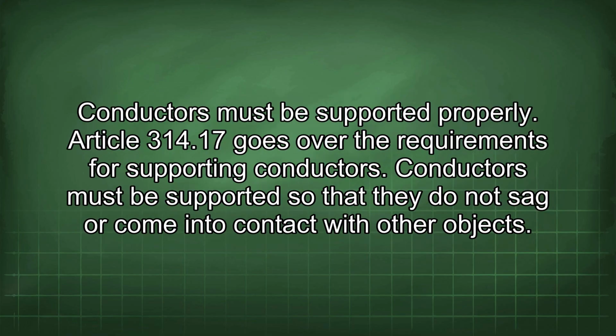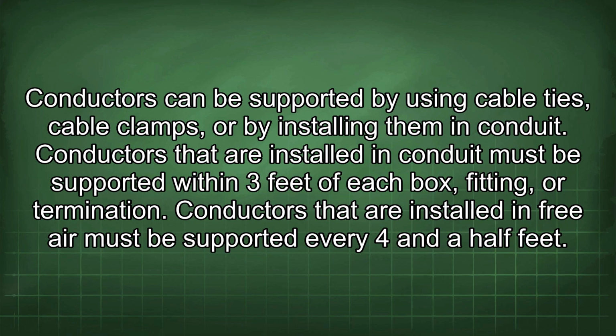Conductors must be supported properly. Article 314.17 goes over the requirements for supporting conductors. Conductors must be supported so that they do not sag or come into contact with other objects. Conductors can be supported by using cable ties, cable clamps, or by installing them in conduit. Conductors that are installed in conduit must be supported within 3 feet of each box, fitting, or termination. Conductors that are installed in free air must be supported every 4.5 feet.